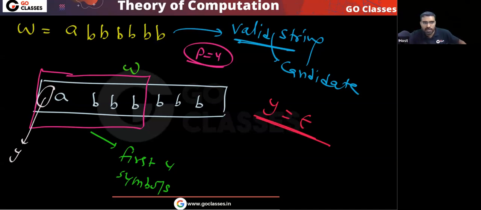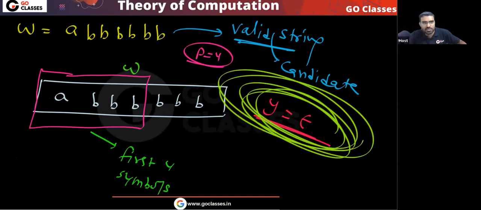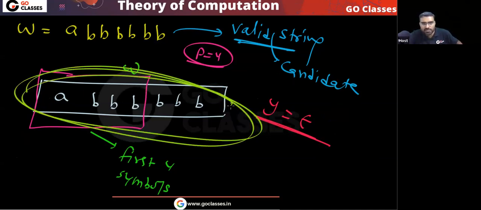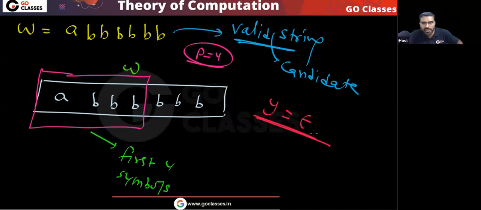Yes or no? If I take y equal to empty string, then definitely I can repeat this empty string any number of times. The result will definitely belong to L. Actually, the result will be this. So can I take y equal to empty string? This you can never do.